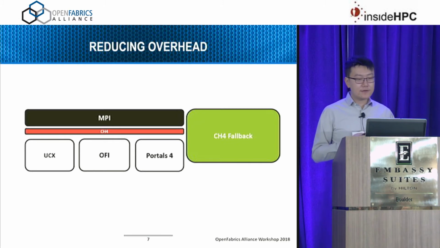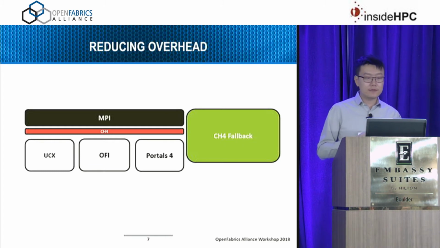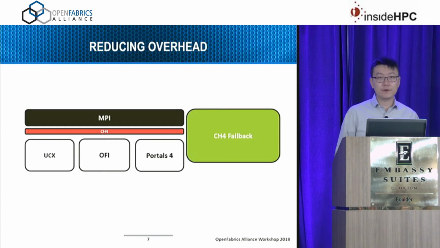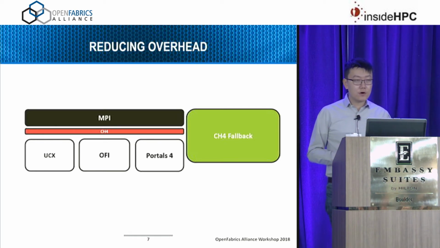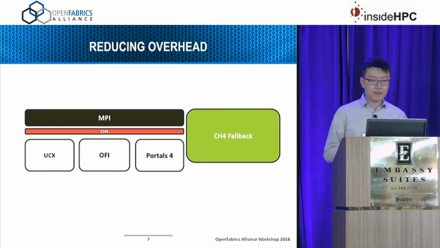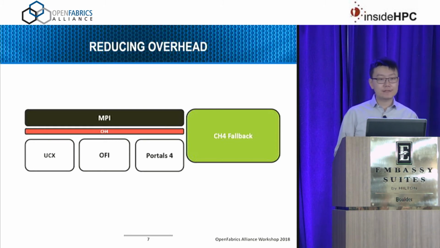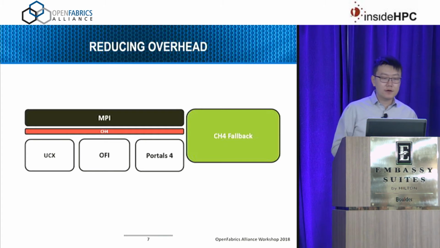And in CH4, we basically only introduce a very thin layer of abstraction, trying to make sure that the user call is translated to the correct network APIs. So if your hardware is capable of doing hardware tag matching, for example, or RMA, basically this thin layer is just a very simple function call.